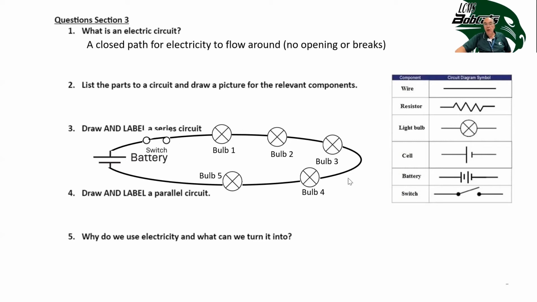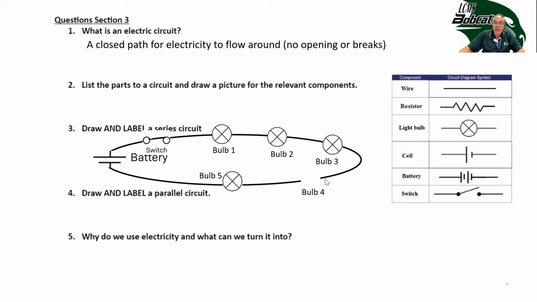The electricity flows around now to the bulbs, so they'd all be on. But as it goes through, bulb one's going to use some, then bulb two, bulb three, bulb four, and bulb five is all going to be using electricity because each one gets what's left from the last one. So they would get dimmer as they go around this circuit.